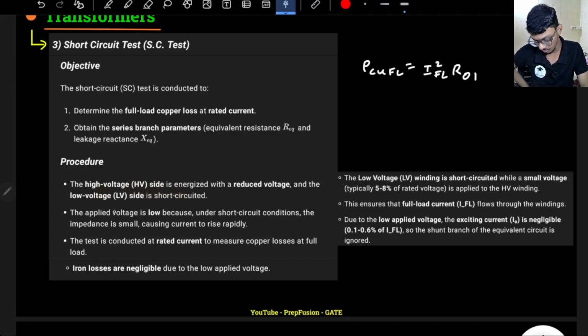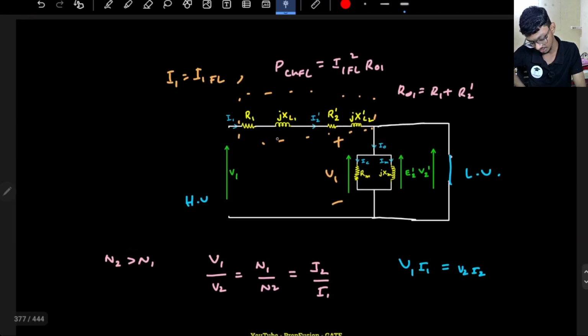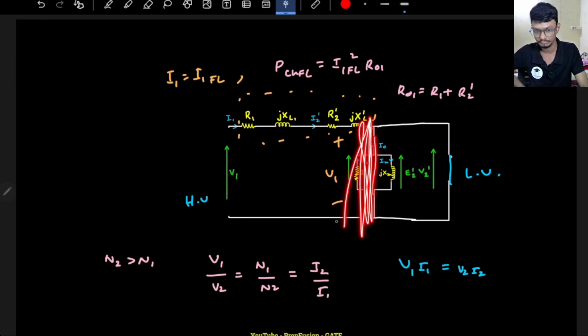Okay, so the applied voltage is low because under short circuit condition impedance is very small. So these are the only impedance, right? This voltage drop will be very small because R2 winding resistance is low, leakage reactance also is low. Mainly the core resistance and magnetizing reactance will be high, but these are automatically shorted.